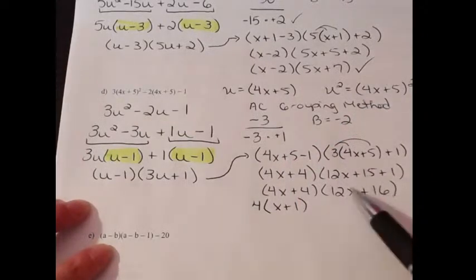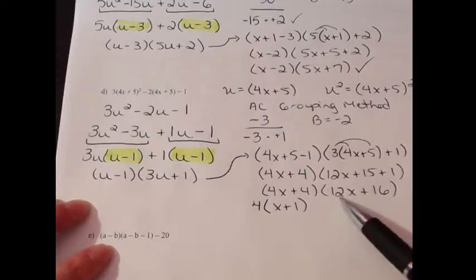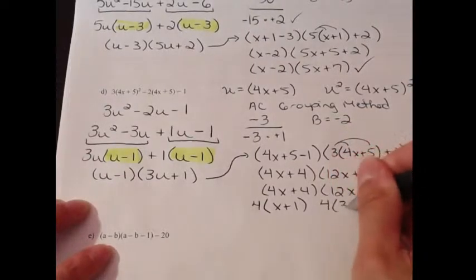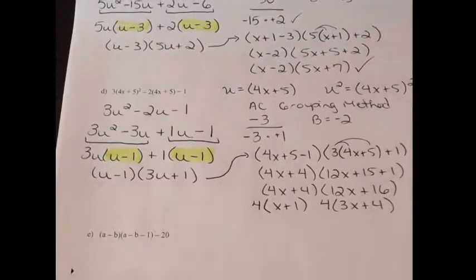Next, I'm looking at my second set of parentheses and I say, oh, wait a second. I can also take out a 4 here, right? If I factor out a 4 here, that leaves me with 3x plus 4. Now, if you're wondering how you write your answer, now that you've factored out a 4 from each set of parentheses, I urge you to remember what this is actually saying. If I were to read this from left to right, it says 4 times x plus 1 times 4 times 3x plus 4. So it's just a product of factors.